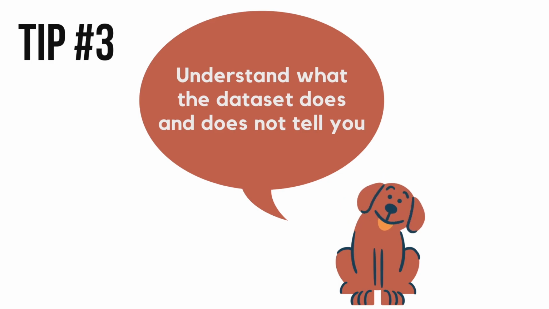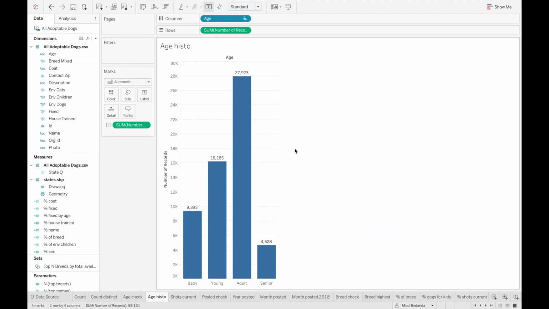Understand what the dataset does and does not tell you. Throughout this project, I caught myself falling into the same traps over and over again. For example, it would be wrong for me to conclude that more adult dogs are being put up for adoption than dogs of other ages.